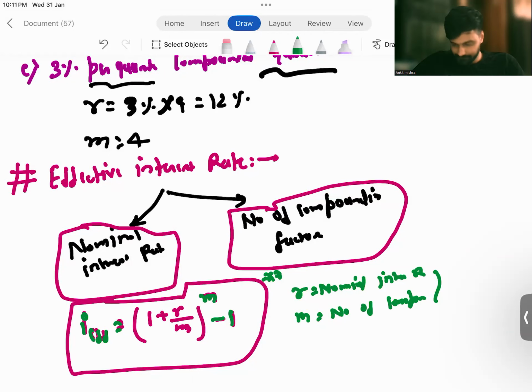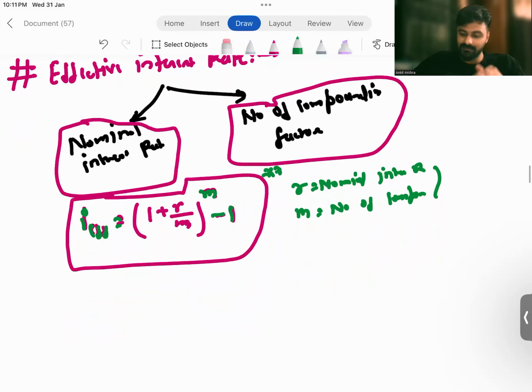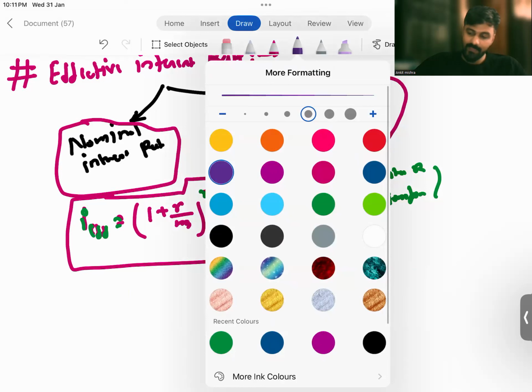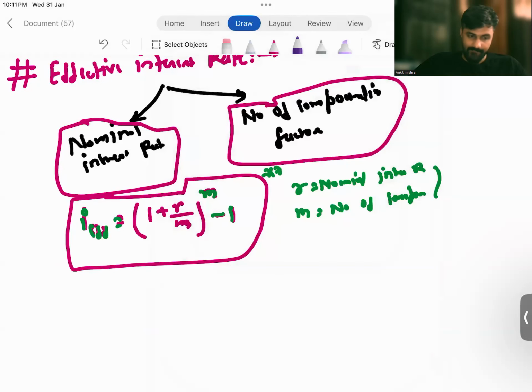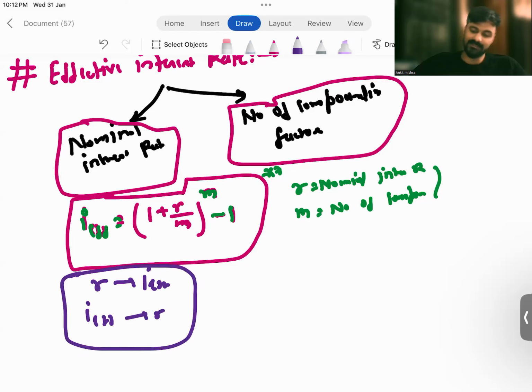Now if you want to calculate the value of assets after some time, let's say S, then S is equal to P into (1 + i)^n. I'll tell you later on how we can substitute this value. Sometimes they will give you r and ask you to calculate the effective interest rate, or sometimes they will give you the effective interest rate and ask you to calculate the nominal interest rate. So this is the relation between the effective interest rate and nominal interest rate, right?